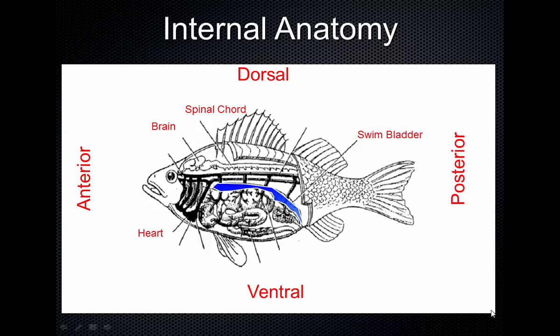The heart is down here. It's on the ventral side, just below the gills. Pretty simple heart. It has just two chambers, an atrium where blood flows in and a ventricle where the blood flows out. Okay, it circulates around through these blood vessels.